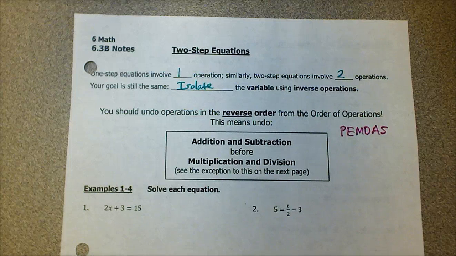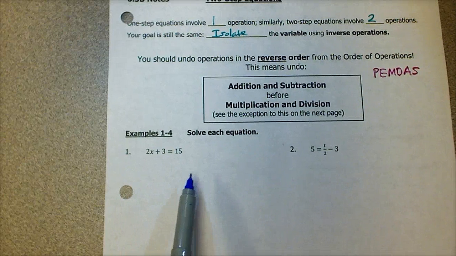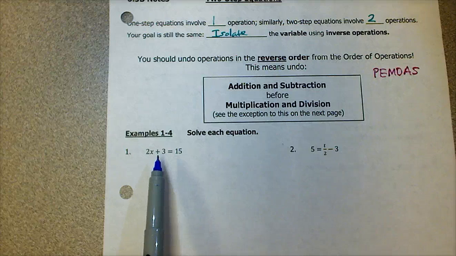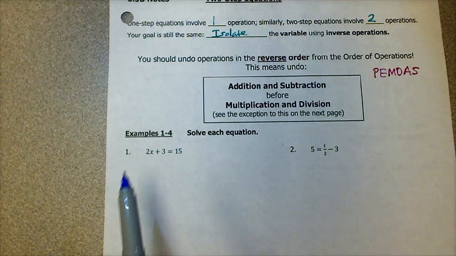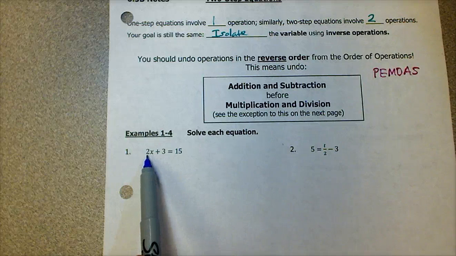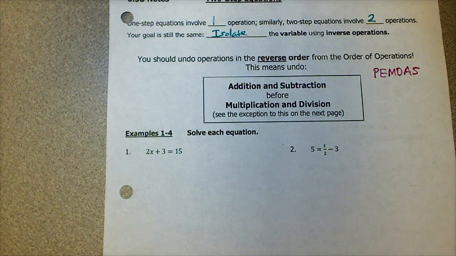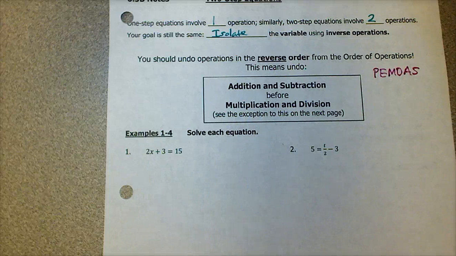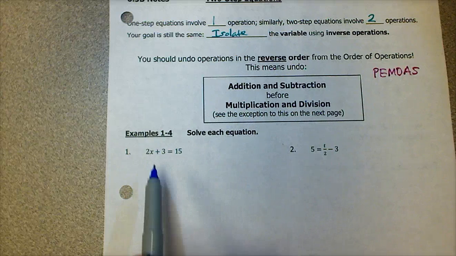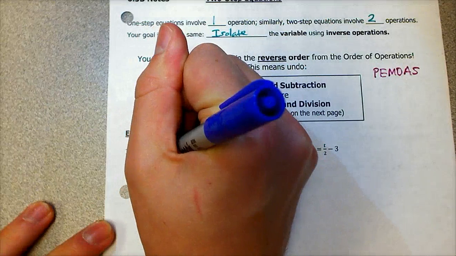So if we jump down to example 1, you'll see we have the equation 2x plus 3 equals 15. And so our goal again is to get this x by itself. I have two operations in this equation. I have both multiplication, because I have 2 times x, and I also have addition, the plus 3. According to my rule, I need to undo addition before multiplication. So the first thing I'm going to do is use the inverse of addition, which is subtraction, and subtract 3 from both sides.